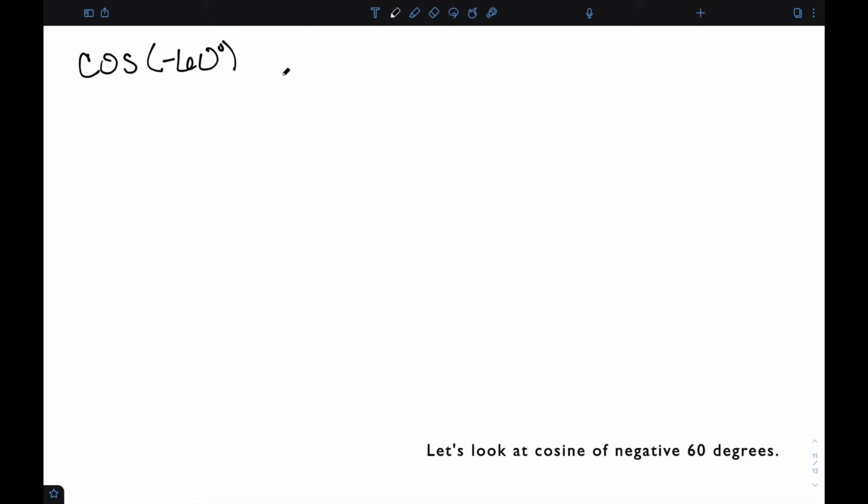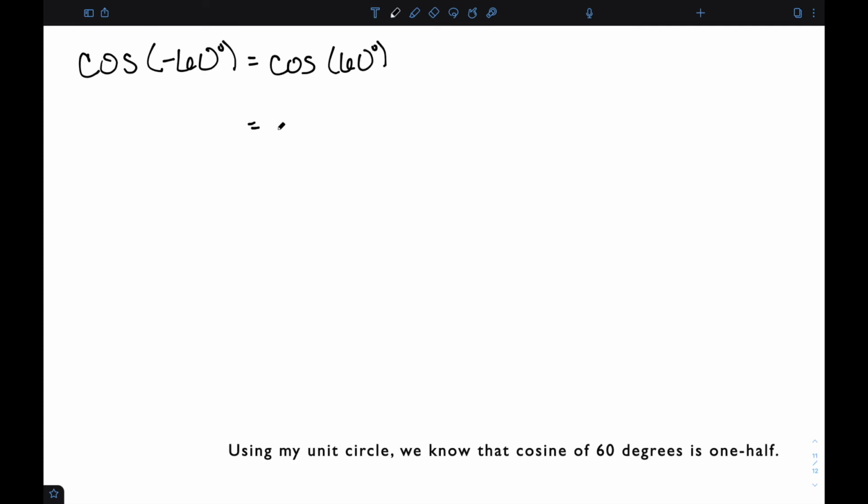Let's look at cosine of negative 60 degrees. Since cosine is even, this is the same thing as cosine of 60 degrees. And using my unit circle, we know that cosine of 60 degrees is 1/2.